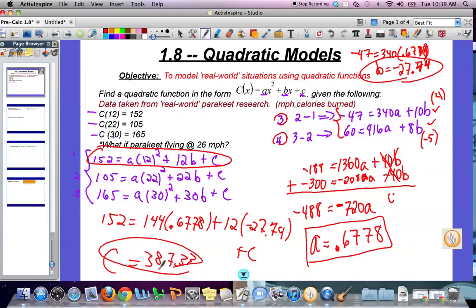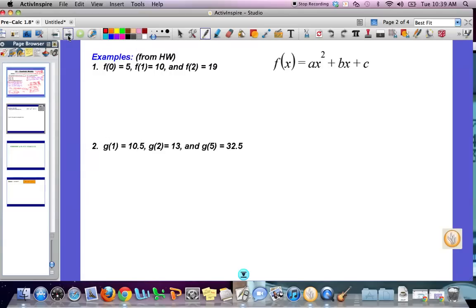Let's back up now. And let's do something really easy. Exact same steps, but let's do a book problem that works out nice. So not a real world problem like the parakeets. So let's go through the steps. If you have questions, please ask. The first one, and this is actually number 1 from your homework.